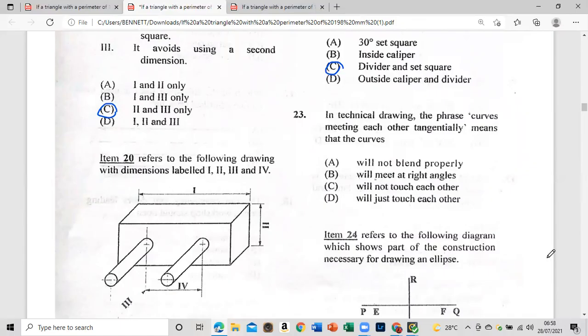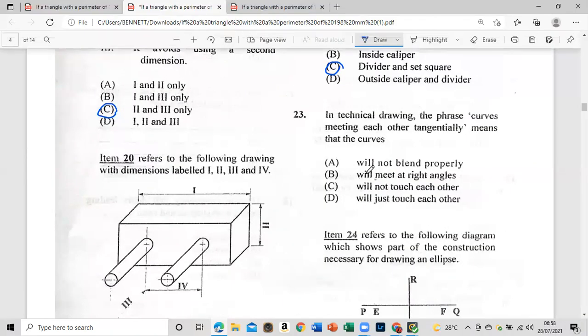Alright, in a technical drawing, the phrase curves meeting tangentially means that the curves will be blended properly, will meet at right angle, will not touch each other, or will just touch each other. So that is tangentially. What does that mean? It means that they will meet at right angles.